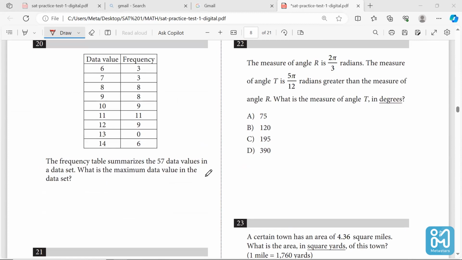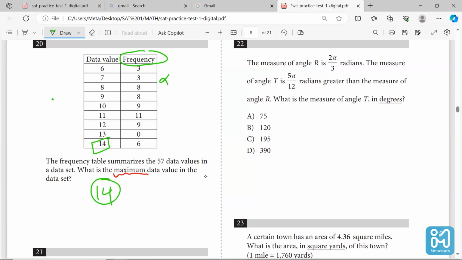Data value, frequency: 6, 7, 8, 9, 10, and keep going until you reach this one. The frequency means how many times repeated. 6 is repeated 3 times, 7, and like that, keep going. The frequency table summarizes the 57 data values in a data set. What is the maximum? I need the maximum data. Again, focus. Maybe it's confusing for some students. Maximum data. I'm talking about this column. The other column is not the data. Here, it represents the frequency. So it's not important for us for this question. So focus only on the data. What's the maximum data you have? 14. That's it.